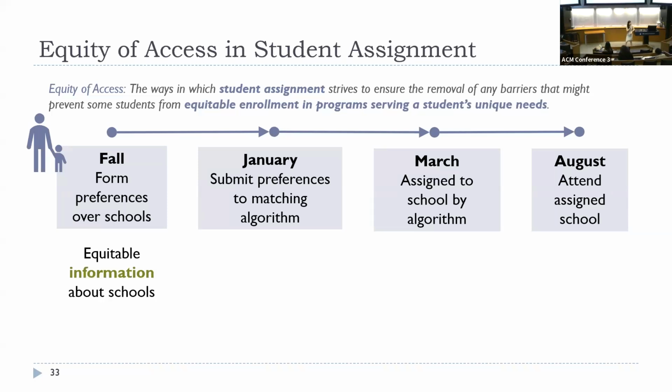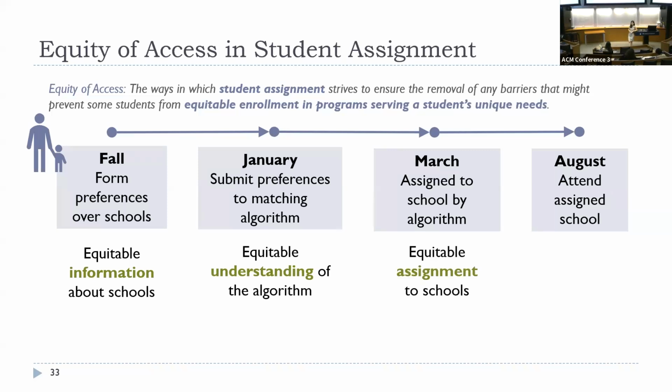And so we might ask, does everyone have equitable information about schools? Are they able to form their preferences equally well? And then submitting preferences, does everyone understand how this whole algorithmic assignment process works? Then assignment to schools, this is the one we would probably tend to focus on. If we were to just take the standard school choice approach, how equitable does the actual assignment look?